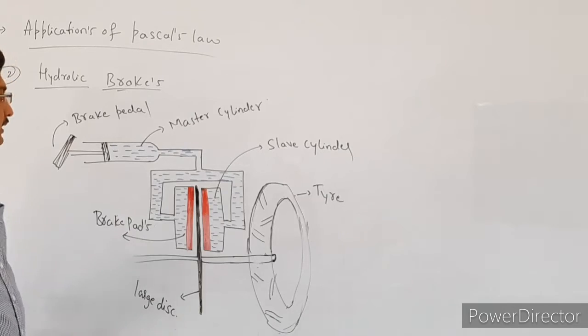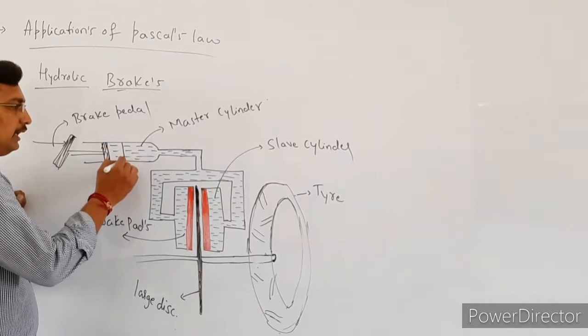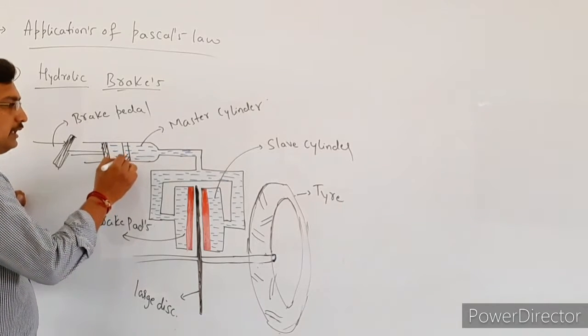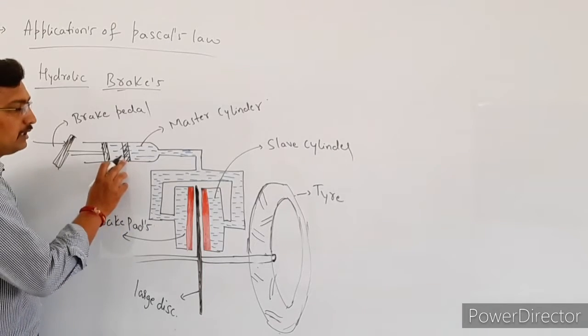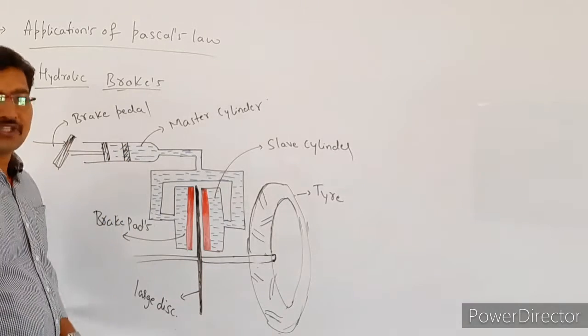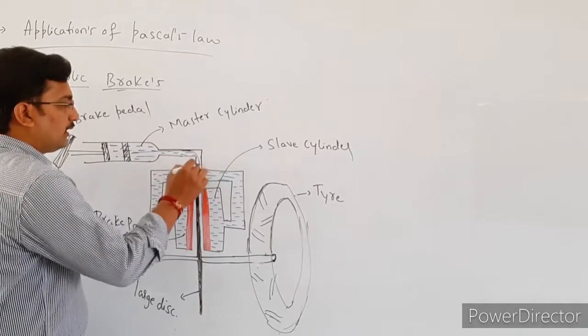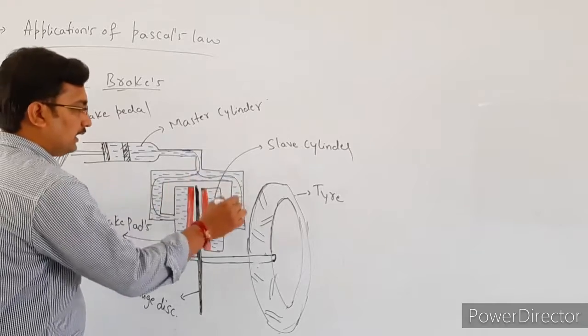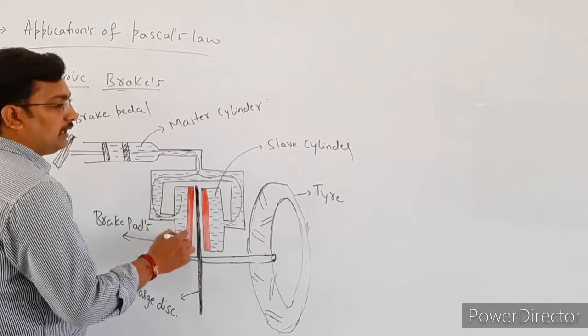See here, in this case we are exerting some amount of force on the brake pedal. Due to this force, this piston is moving in the inward direction. In that case, this piston exerts some amount of pressure on the fluid. That pressure is distributed uniformly in all directions.